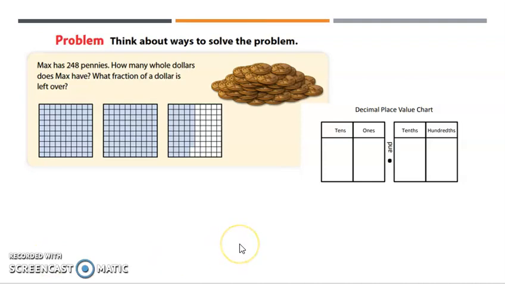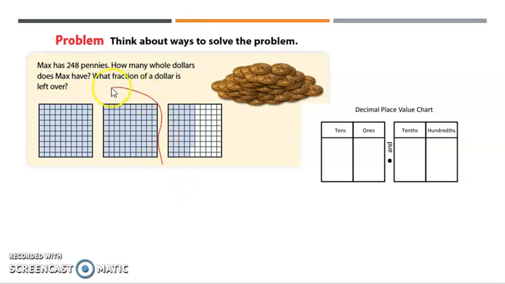All right, here's a question for us. Max has 248 pennies. How many whole dollars does Max have? What fraction of a dollar is left over? Right? How many whole dollars does Max have? Where are our wholes? Remember, when I ask you a question and pause, the expectation is that you're saying the answer, or you're thinking about it. That means you're actively engaged in the lesson.